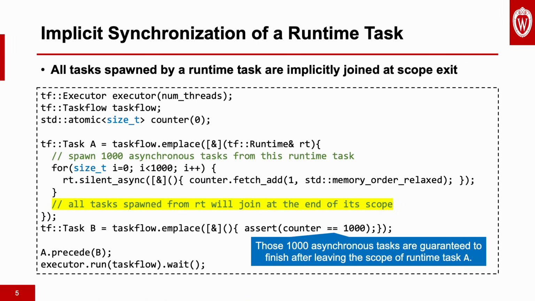Runtime task has a very important feature to know, that is, all tasks spawned by a runtime task are implicitly joined at the end of each scope. For example, here I have a runtime task A that spawns 1,000 silent async tasks. When A finishes, these 1,000 silent async tasks are guaranteed to finish because there is an implicit synchronization barrier when the runtime is destroyed.